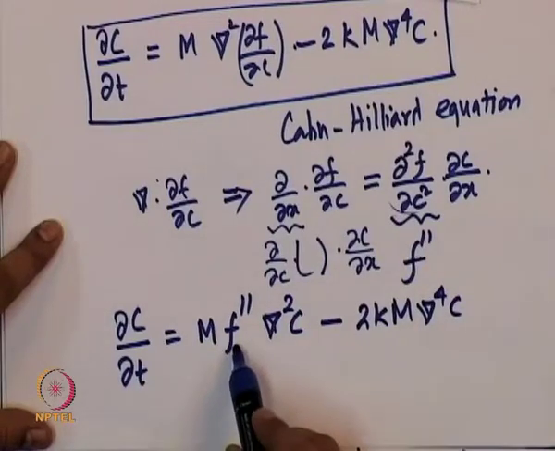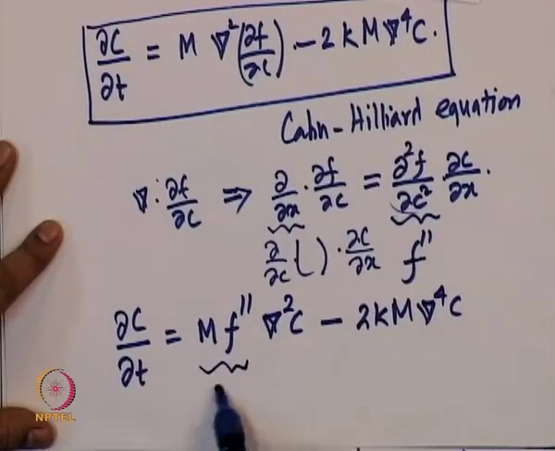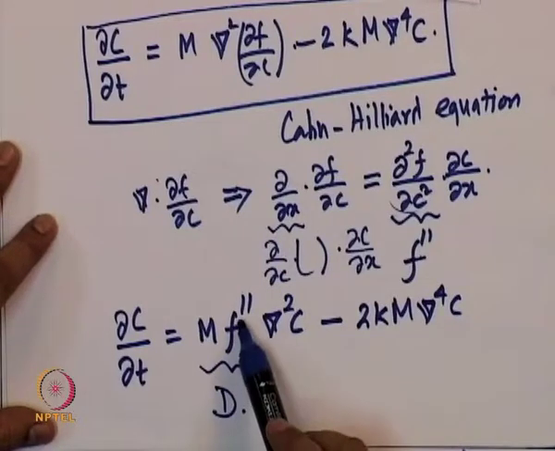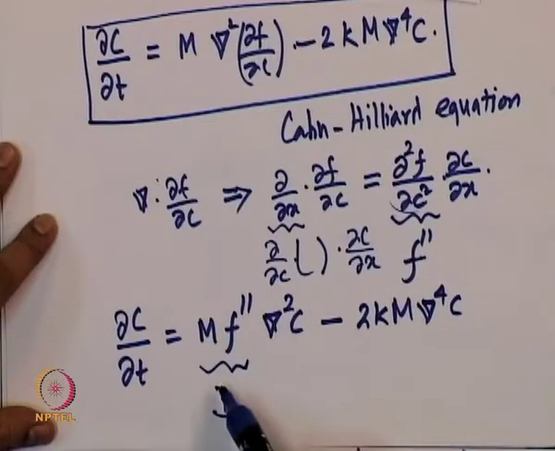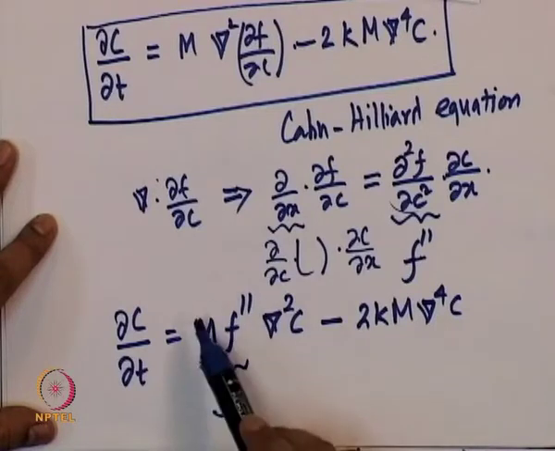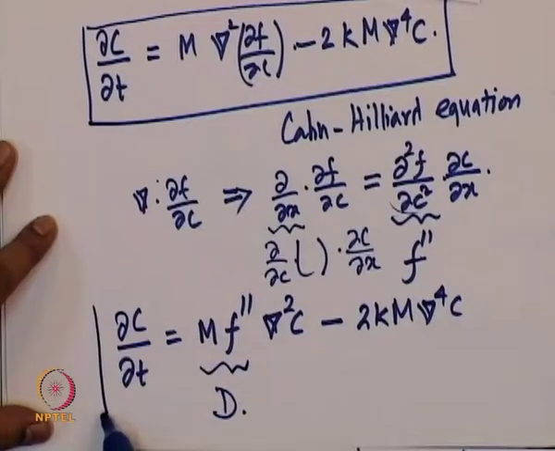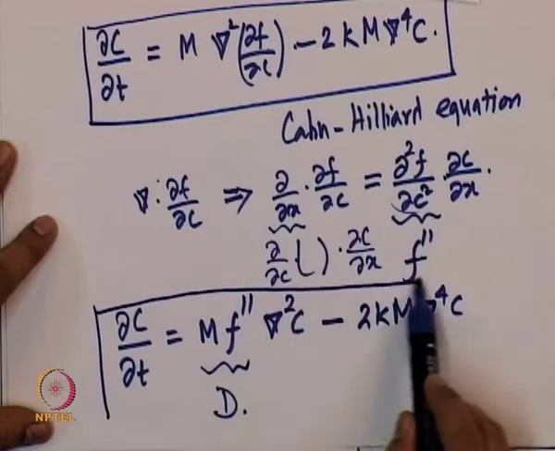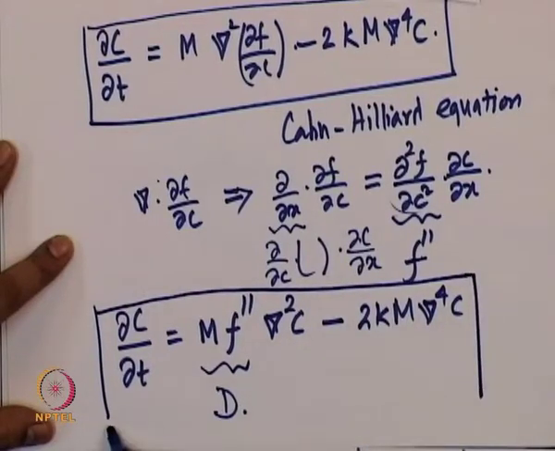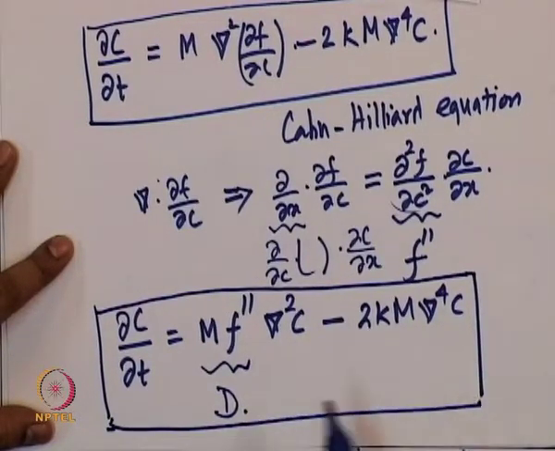Now, m f double prime is the diffusivity. That is why when f double prime became negative, diffusivity became negative. When it was positive, m f double prime was positive. So, you can explain both the cases, namely downhill diffusion and uphill diffusion.